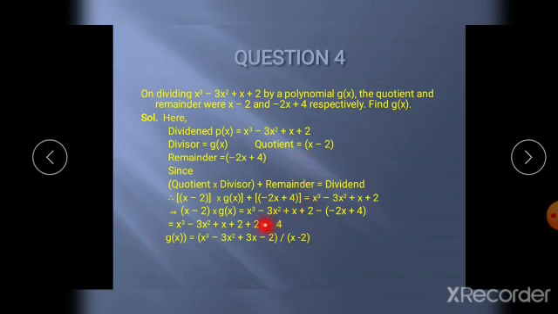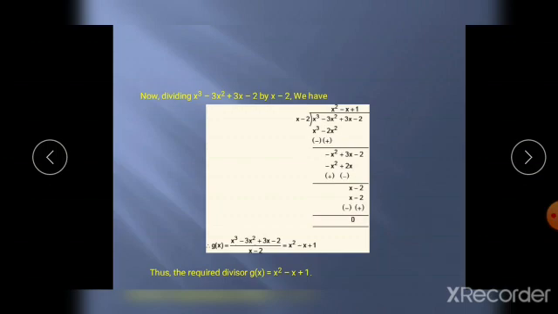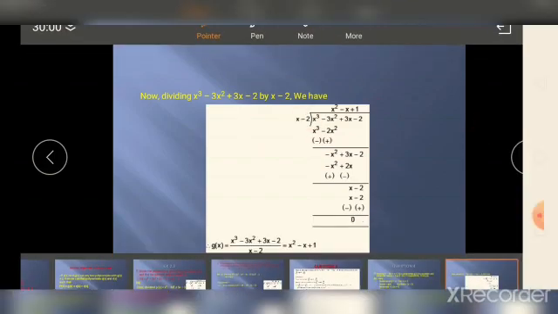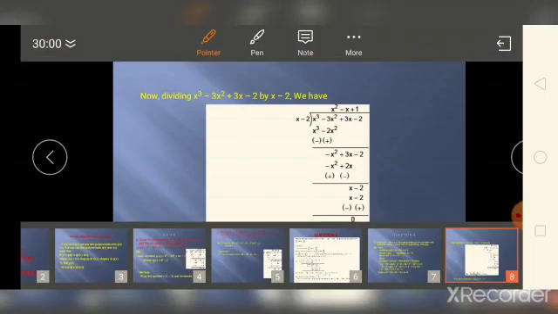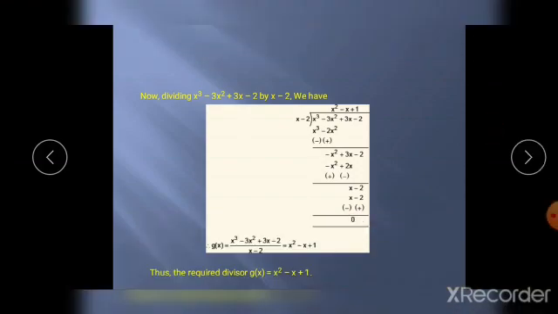So here the dividend is x cube minus 3x square plus x plus 2, minus of minus 2x plus 4. If you do that, you will get x cube minus 3x square plus 3x minus 2, and divide with x minus 2. You will get the quotient x square minus x plus 1. That is the divisor; they are asking to find the divisor of the given. With the help of the quotient also, we will get the divisor. The remainder will be 0 because it is exactly dividing. So g of x is x square minus x plus 1.